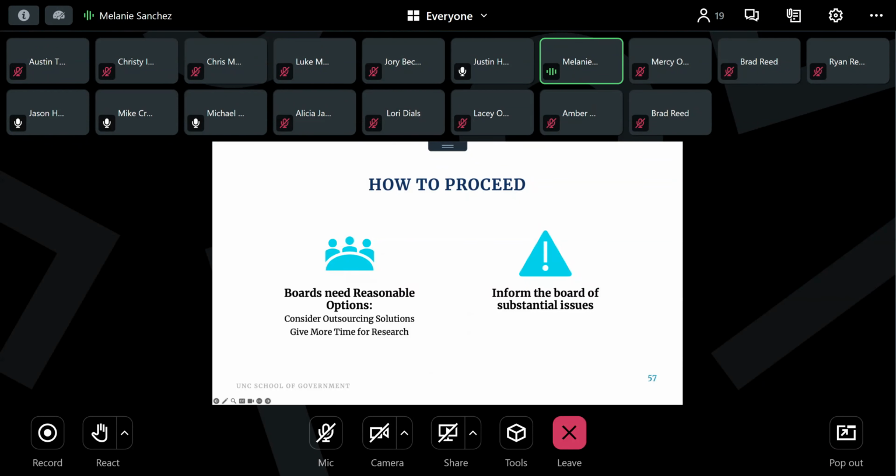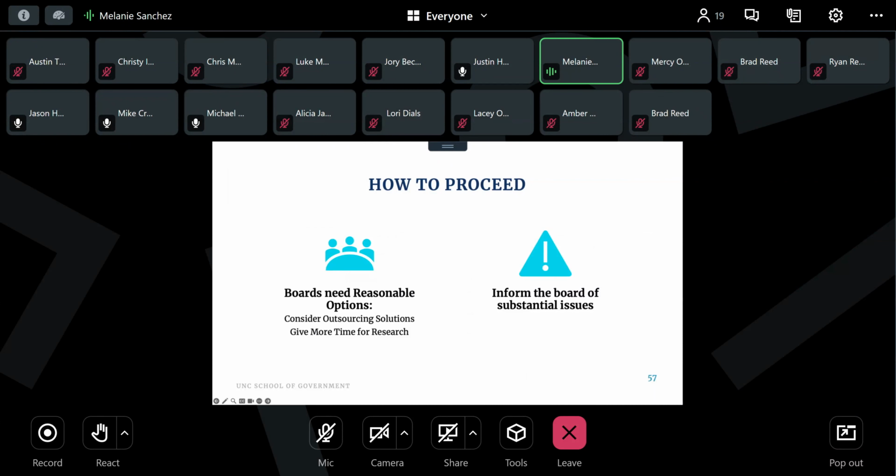In some cases, outsourcing a solution can be a viable option. This approach can be cost-effective and efficient, especially when it involves specialized tasks or services. When proposing outsourcing, you want to be sure to provide the board with information about benefits, potential risks, and expected outcomes. And sometimes the best course of action is to allow for more time to conduct thorough research.